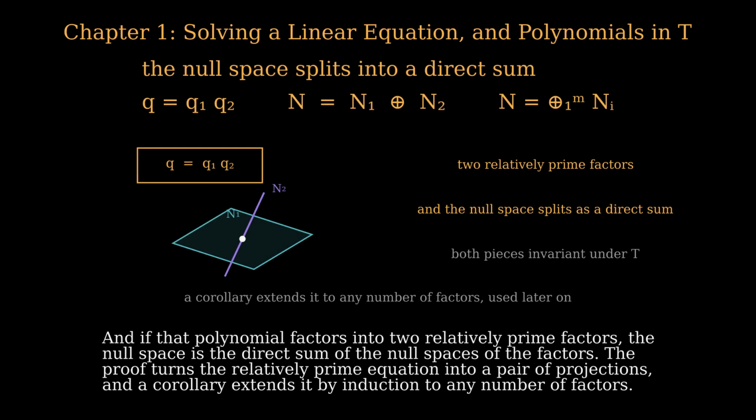And if that polynomial factors into two relatively prime factors, the null space is the direct sum of the null spaces of the factors. The proof turns the relatively prime equation into a pair of projections, and a corollary extends it by induction to any number of factors.